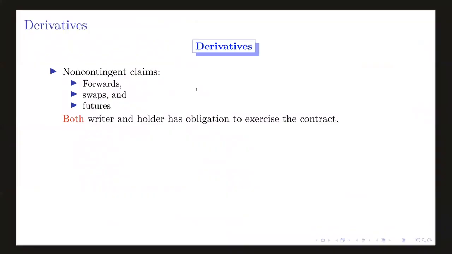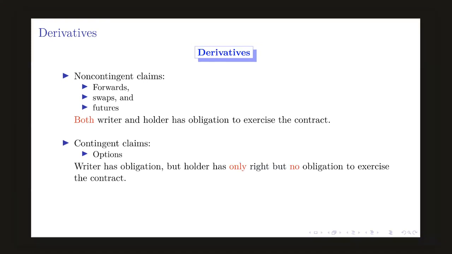Recall that in a non-contingent claim, both the writer and the holder have an obligation to exercise the contract. It means the person who issues the contract, that is the writer, and the holder who buys the contract, both have to settle the underlying asset on the expiration date. If any one of them defaults on this obligation, then it will be considered an offense and it will be punishable. Whereas in the contingent claim, the writer has an obligation.